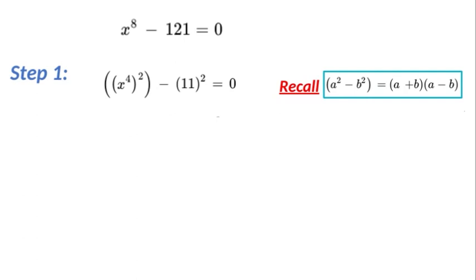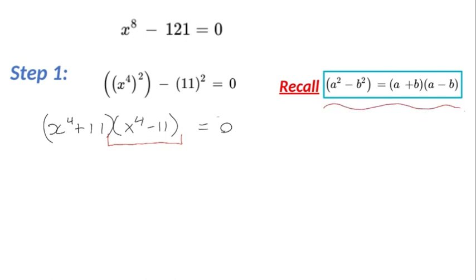So we can say that x to the 4 plus 11 multiplied by x to the 4 minus 11 is equal to 0. Let's look at it more closely. Can we simplify further? Yes, we can. We can go here and apply the difference of two squares again.